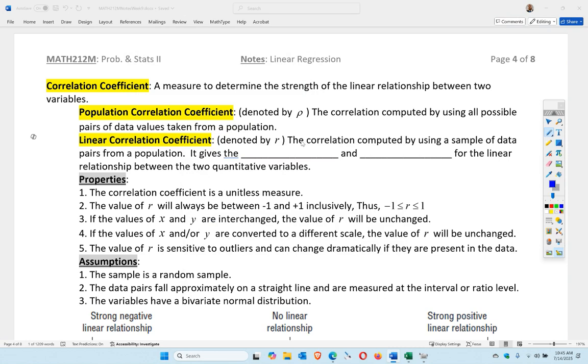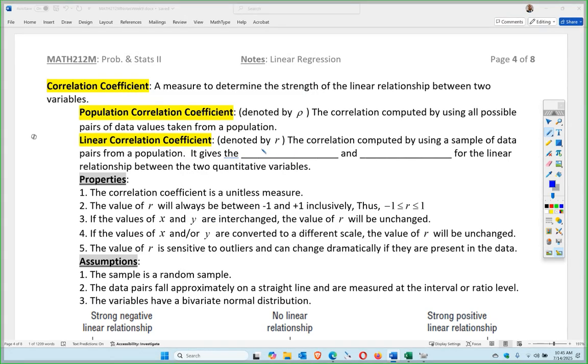Okay, so the correlation coefficient tells you two things: quality and direction. Direction is a positive or negative correlation. Is it going up or down as you go left to right? And quality is how well it fits the model, the y equals mx plus b model, or y equals a plus bx. How well does it fit the model?